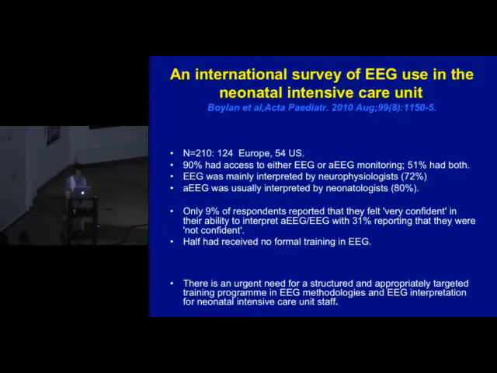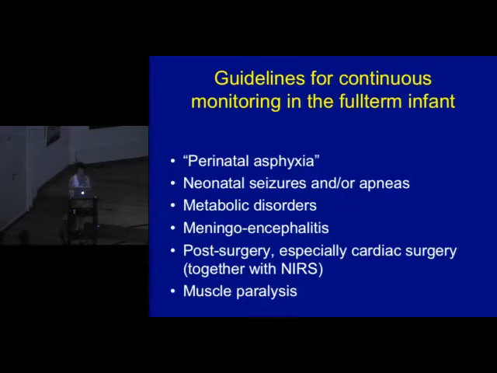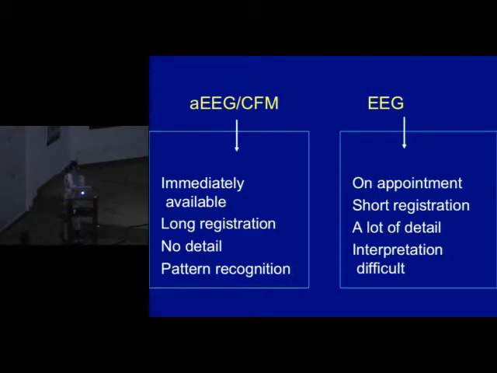But still, AEG has its learning curve also. It's like everything you monitor, you have to learn how to look at this. And this will be the focus of my talk. And we use AEG in different conditions. AEG is immediately available in our unit. The nurses put it on the minute the baby is in the unit. You can monitor for a long time. It's no detail, but it's based on pattern recognition, as opposed to EEG, which is difficult to interpret.